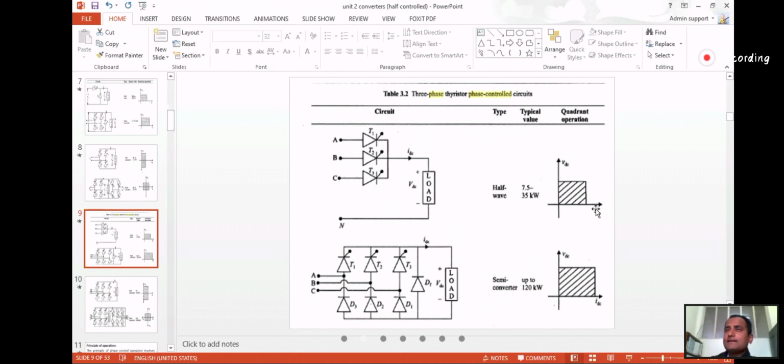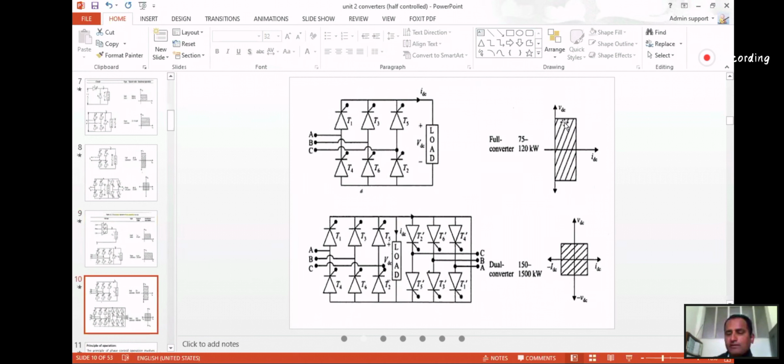This is a single quadrant converter. It can be used as a 3-phase high power control circuit. In half wave, it can be used between 7.5 to 35 kilowatt. This is a 3-phase semi converter where three SCRs and 4 diodes are used. 3 diodes make a bridge, and 1 is used as a freewheeling diode. This can be used up to 20 kilowatt.